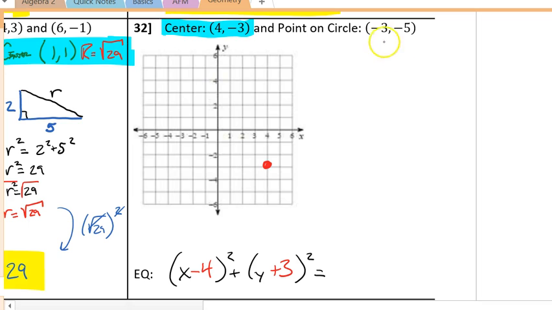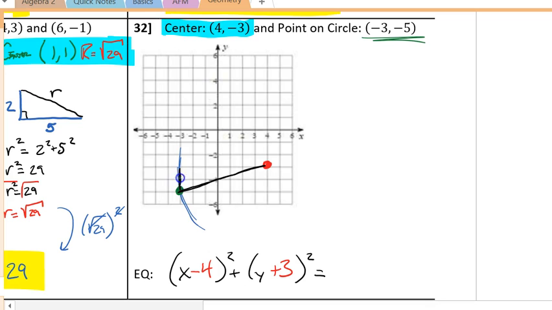We are now given another point that's on the circle. So if we plot -3, -5, this is a point that falls on the circle somewhere. So if we think about it, the circle's going to swing out like that somehow. Well, what is the radius value? The radius is just the distance between these 2 points, a point on the circle and my center. How far is that distance?